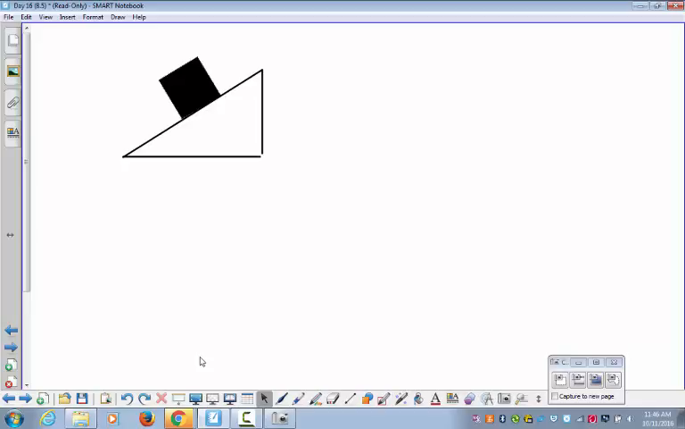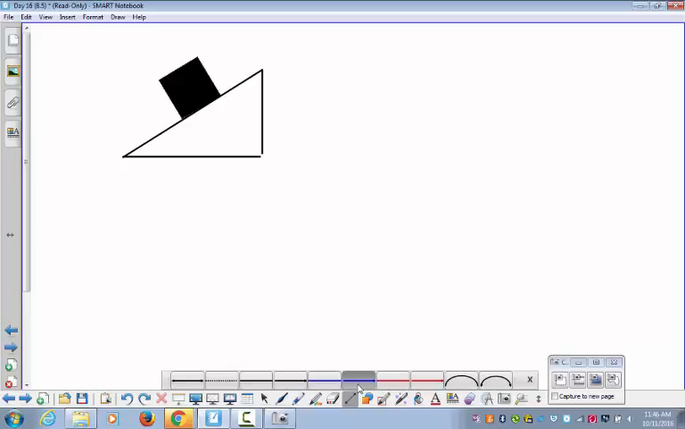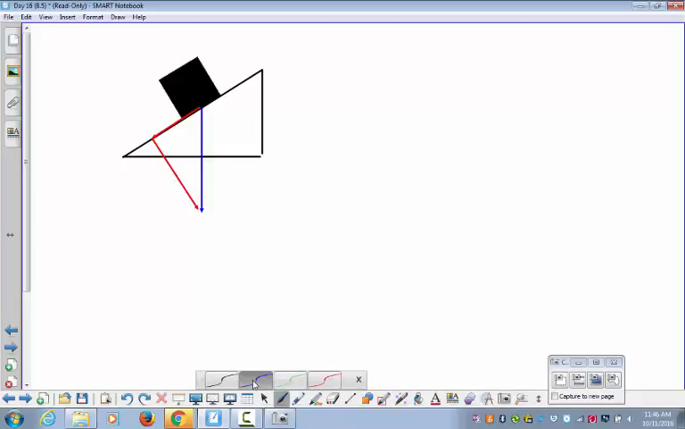It's just going to slide down. So what we need to do is imagine the weight of this block, and we have to imagine the weight of the block having two components. It's going to have a component that is parallel to the ramp and a component that's perpendicular to the ramp. So it's going to want to slide down like that. And then I'm going to draw this perpendicular vector here.